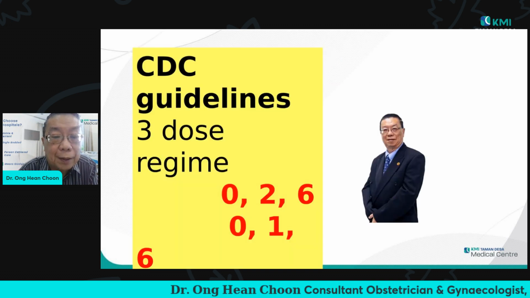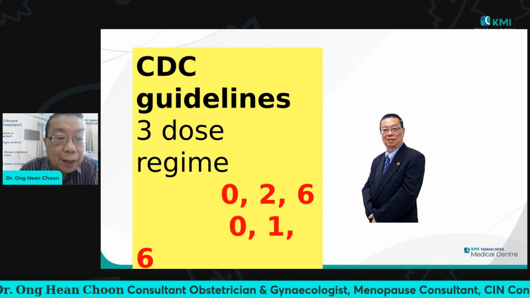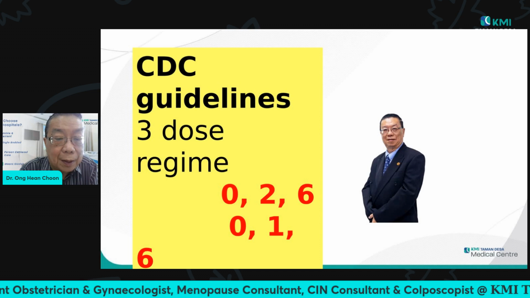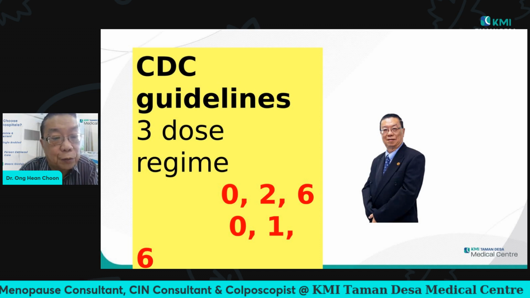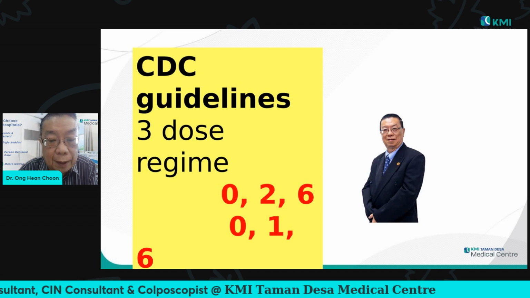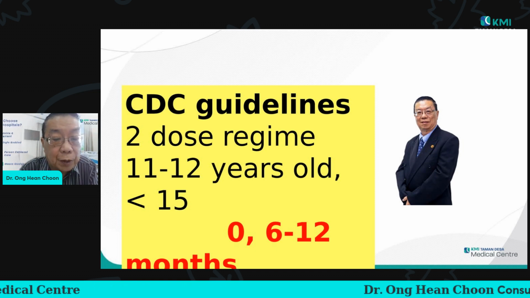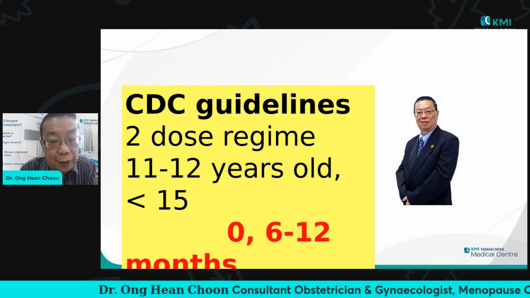But if you look at the available, sorry about this slide, I don't know what happened. These are the CDC guidelines given as to how to give the schedule, and this will be advised to you by your doctors and in consultation with you. But for children, we do recommend a two-dose regime, which is taken once and then 6 to 12 months later for those less than 15 years of age.